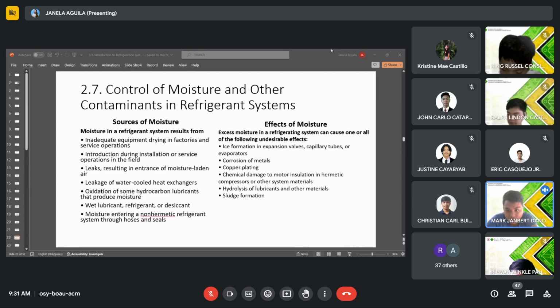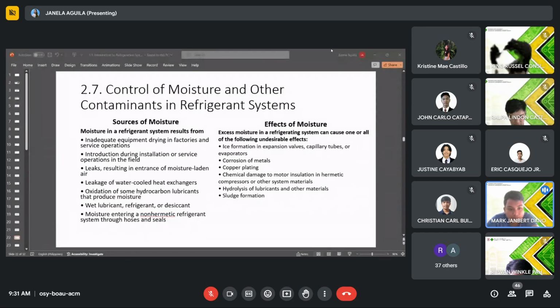Wet lubricant, refrigerant, or desiccant. If lubricants, refrigerants, or desiccants used in the systems are contaminated with moisture, they can introduce moisture in the system. Nangyayari naman po ito during storage, pag-handle, or yung improper sealing of containers.